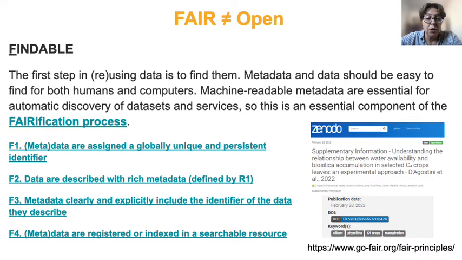The first step in reusing data is to find them, as we said. So metadata and data should be easy to find for both humans and computers. Machine-readable metadata are essential for the automatic discovery of datasets and services. Therefore, they are an essential component of the verification process. For example, data and metadata should be published in a repository with a permanent digital object identifier, or DOI.